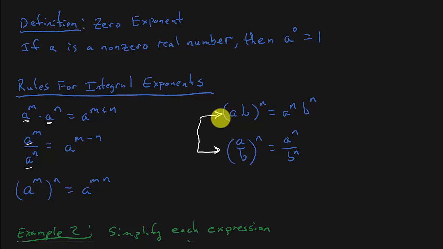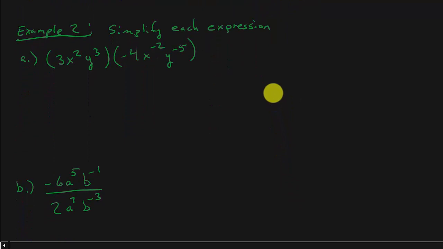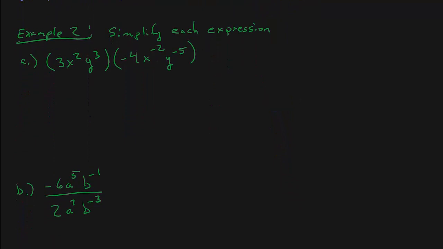All this is saying is that if you have factors inside of parentheses, however many factors you have inside the parentheses, all this means is each one of these you raise to the exponent outside. See, I got the AB, so that's just A to the N, B to the N. And it doesn't matter if it's a fraction, that's A to the N over B to the N. All right. So let's look at some problems here where we're simplifying these things.